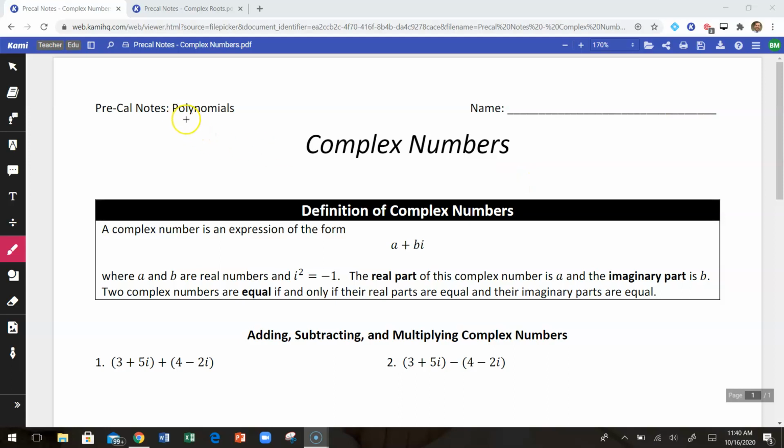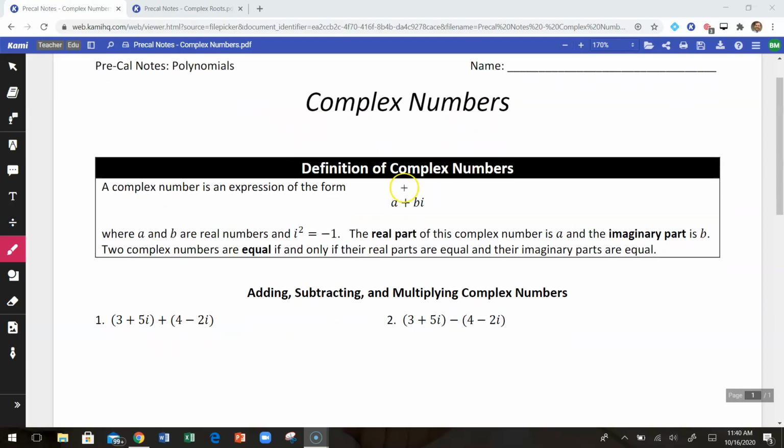In order to fully understand and completely solve polynomials and finding their zeros, we need to understand a little bit about complex numbers first. So a complex number is of the form a plus bi, where a is what we call the real part of the number, and b is the imaginary part of the number.